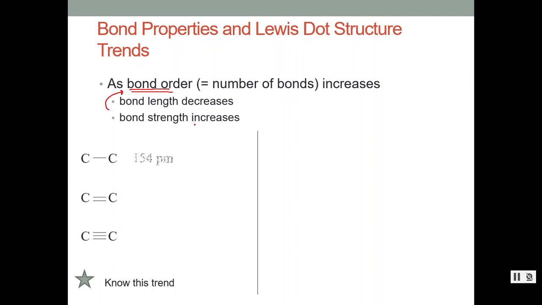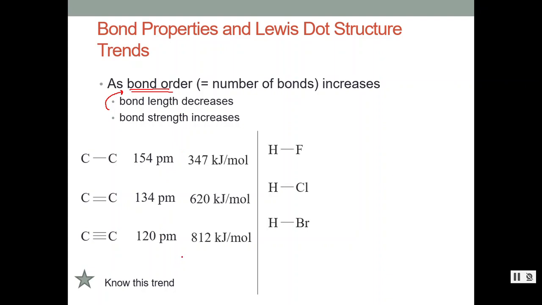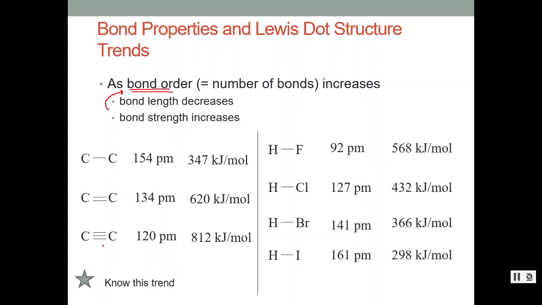So if I was to look at 3 different carbon molecules, one with a single, one with a double, one with a triple bond, I see that as my bond order or my number of bonds increases, the length of that bond decreases and also the strength increases. The strength that it takes to break that bond apart. So that means it is more stable. That is a trend that you need to know.